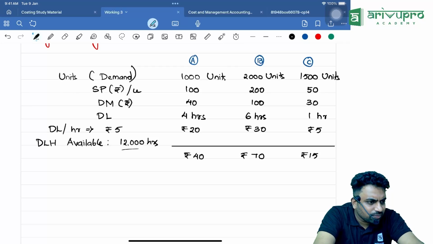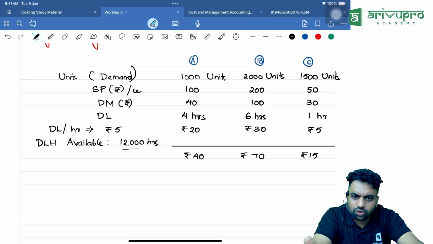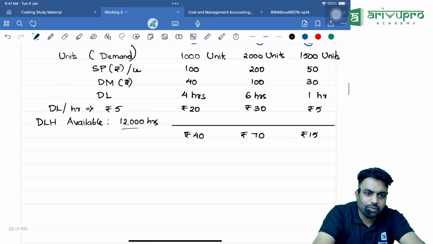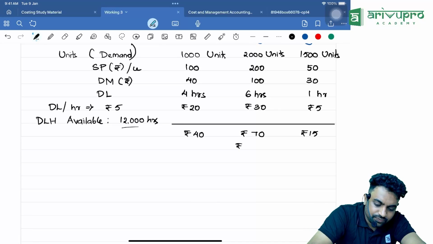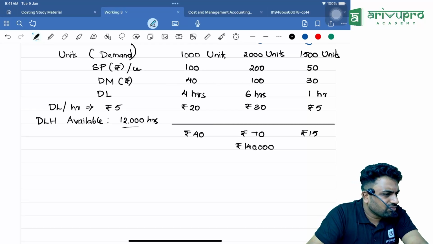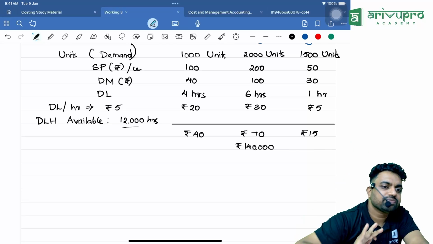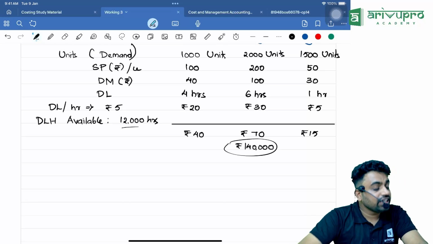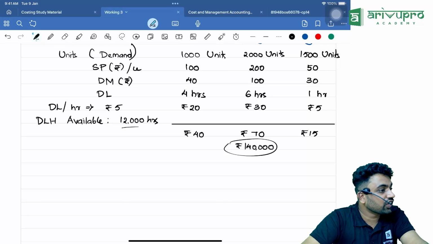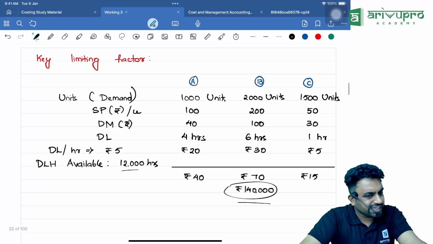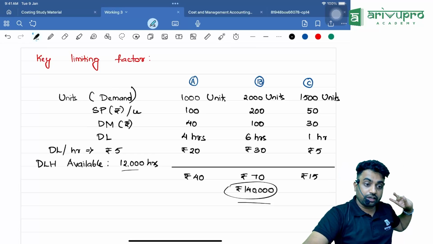Very simple, sir. B is giving you more contribution. Select B. So if you select B, contribution will be how much? 1,40,000. Here fixed cost doesn't matter at all. Either you produce A, B, C, whatever it is, end of the day fixed cost remains. So you are planning to make the contribution of 140,000. Yes or no? Now my question is, does anyone have any other answer other than B? I selected B because that is giving me more contribution per unit.